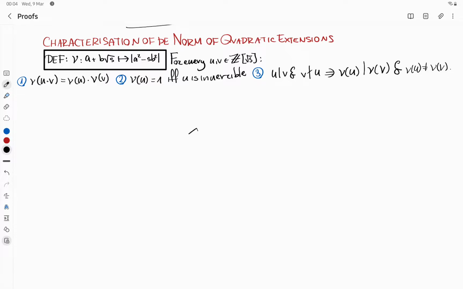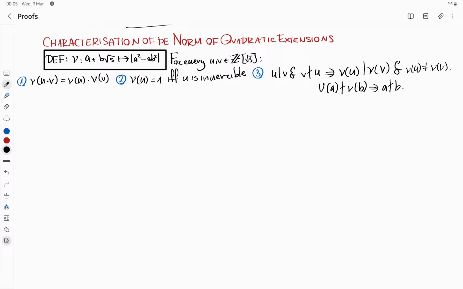This is used often as a necessary condition, because from this it follows that nu of a not dividing nu of b implies that a does not divide b. So if we want to find out if two elements of a quadratic extension divide each other, this is a quick way of finding out if they don't. They might, but if this is true, then yeah.